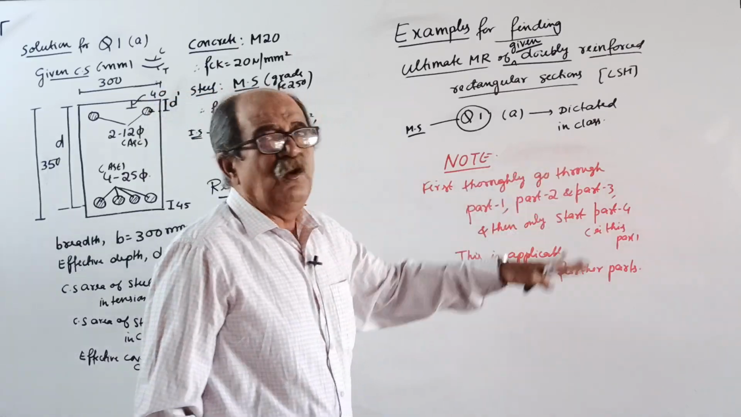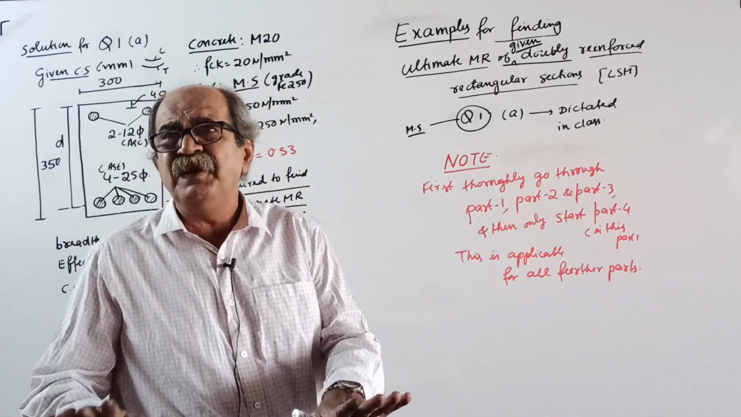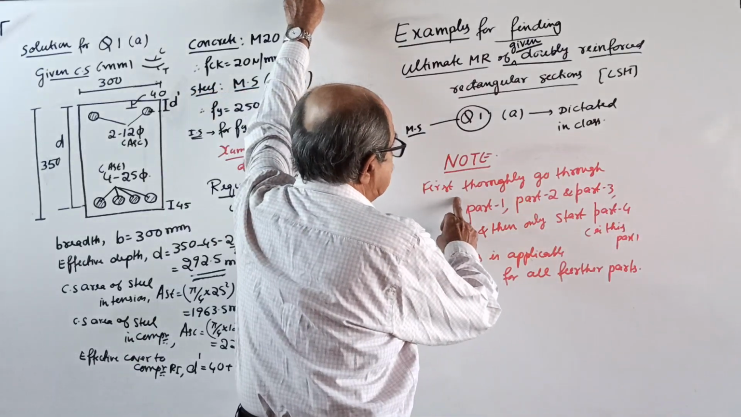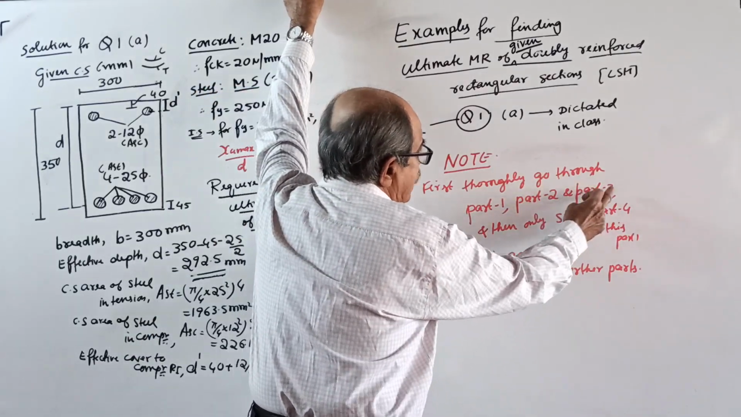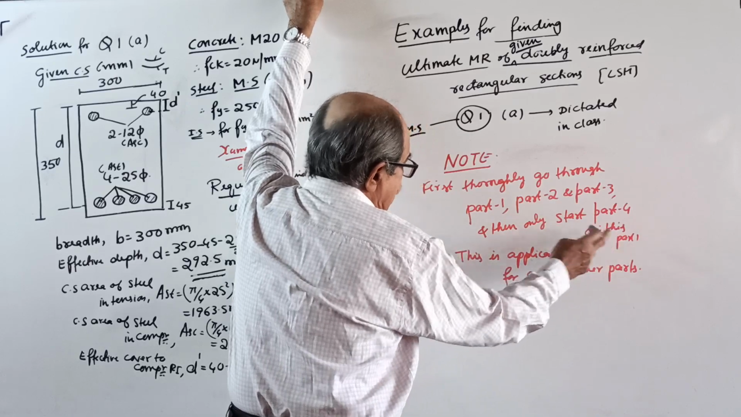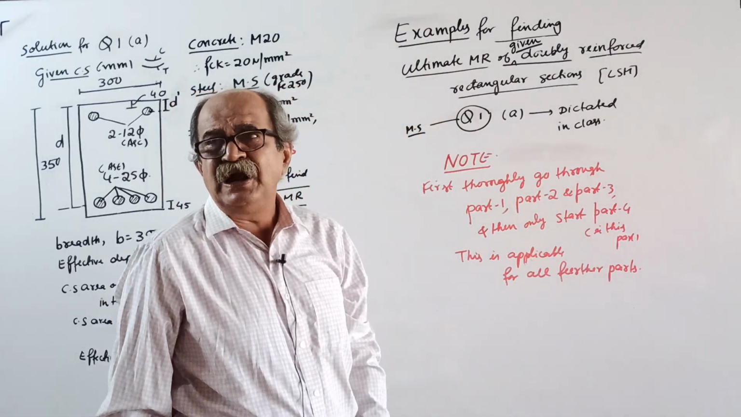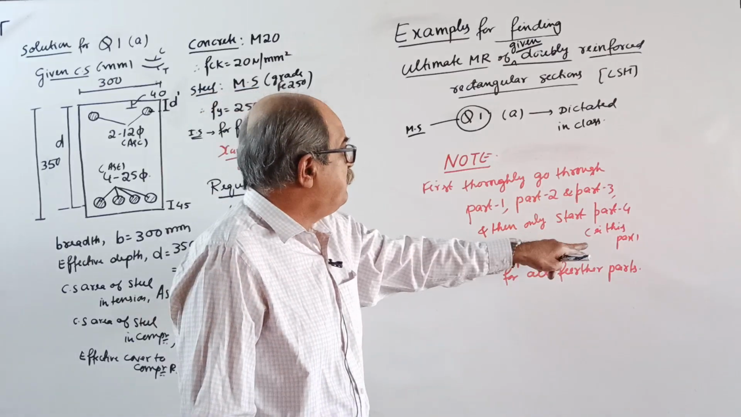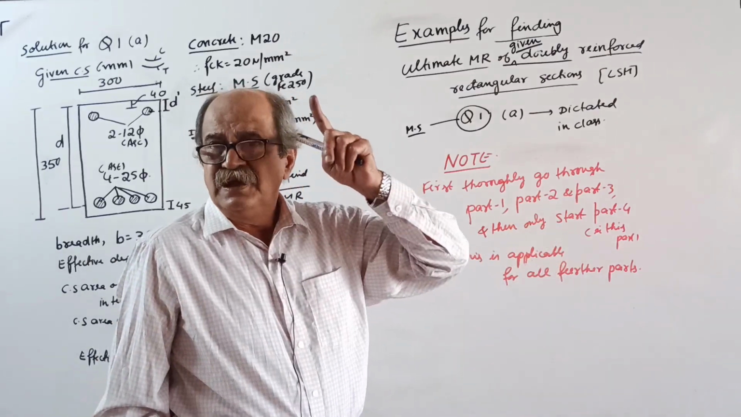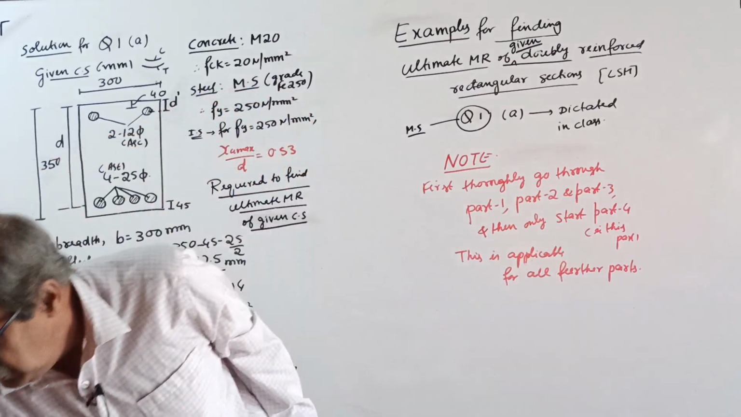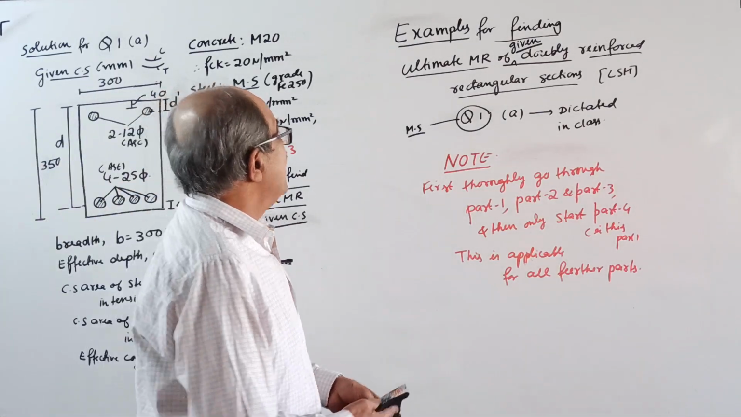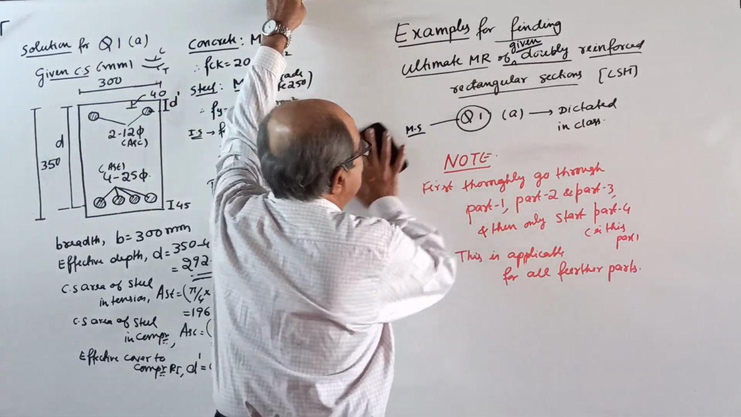So anyway, you follow the procedure given in the previous part. First thoroughly go through part 1, part 2, part 3, and then only start part 4. This is applicable for all further parts. When you go to part 5, I will tell you, including part 4, not only 1, 2, 3, study part 4 also. If you do it that way, then you will understand thoroughly. So this I will remove now.